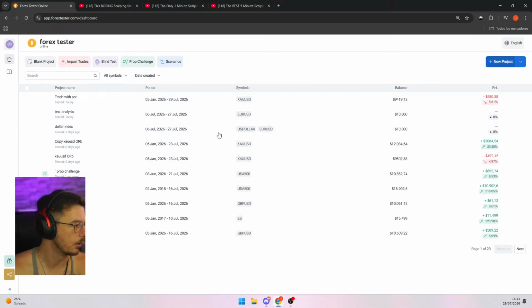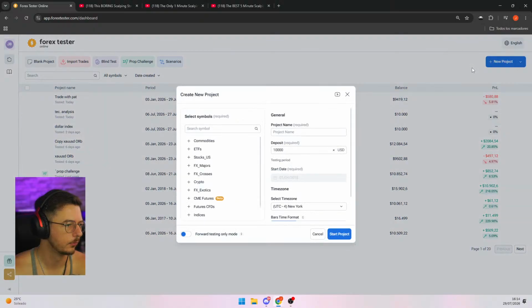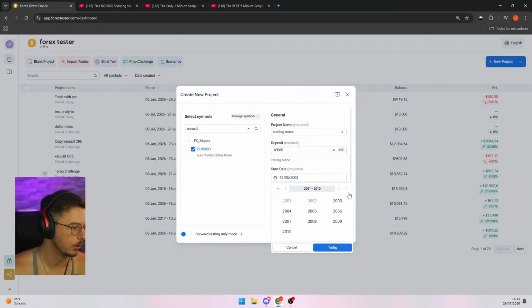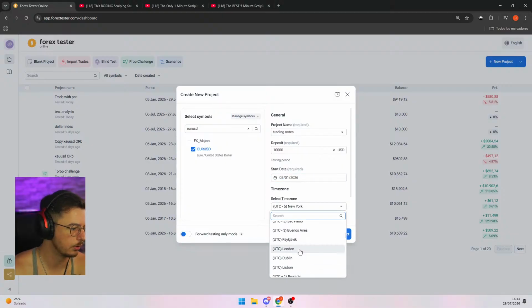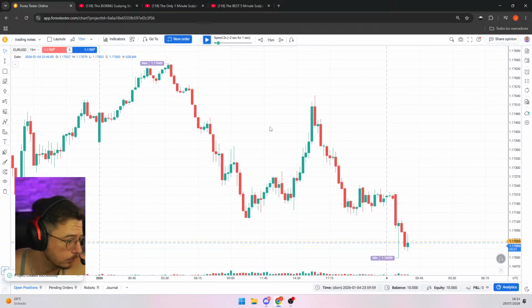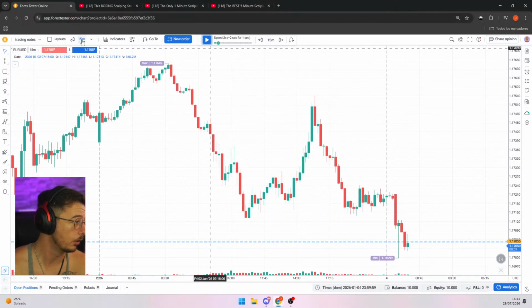So let's create a new project here. Euro against the dollar. There we go. And it's trading notes. Select that. January 2026. Sit this down there. London. And perfect. Let's start this project and let's see how this one works out. I've traded this before, I must say, in the 1 minute.